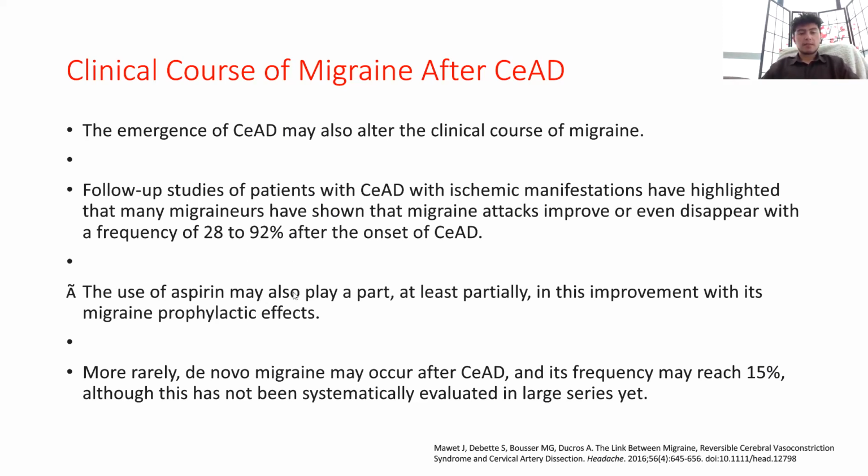And the use of aspirin may also play a part, at least partially, in this improvement with its migraine prophylactic effects. And more rarely, de novo migraine may occur after cervical artery dissection. You see, it can resolve migraine, it can improve migraine, it can cause de novo migraine, and its frequency may reach 15%, although this has not been systematically evaluated in large series yet. You can see it's a new area.